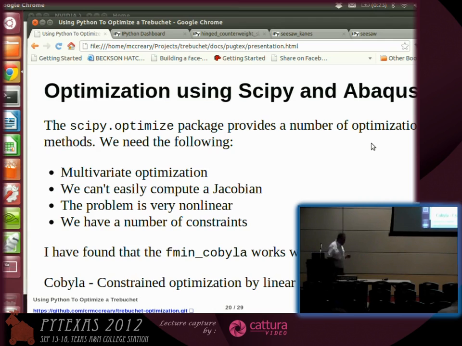Now, the most appropriate nonlinear multivariate optimization that you can use is COBYLA, which is constrained optimization by linear approximation. That's in the SciPy toolkit. There's 1 or 2 others. I just couldn't get them to work as well as I'd really hoped. And I've done this before. And here's how I do it.